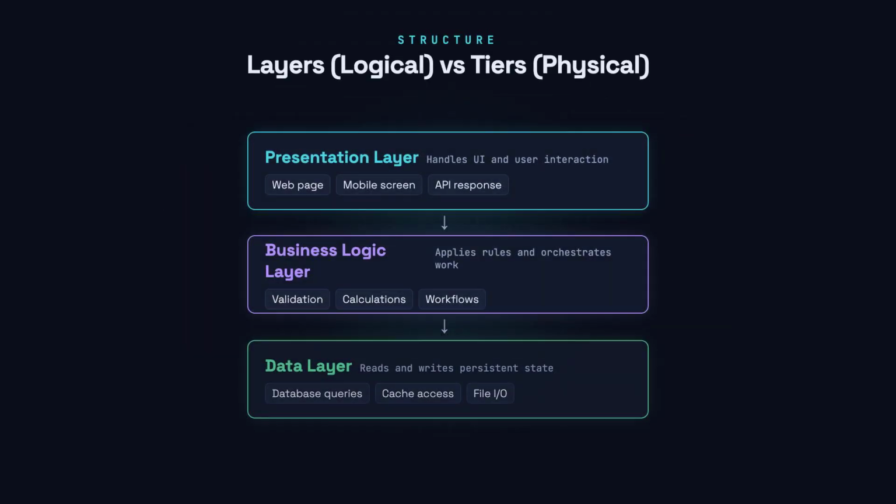Here are the three classic layers: presentation at the top, business logic in the middle, and data at the bottom. Each layer has a single clear responsibility. The presentation layer renders information and captures input, the business logic layer enforces rules and coordinates work, and the data layer manages persistence. These layers exist in almost every application. The critical question is, are they running on the same machine or on separate machines? That distinction, one machine versus many, is what determines the number of tiers.